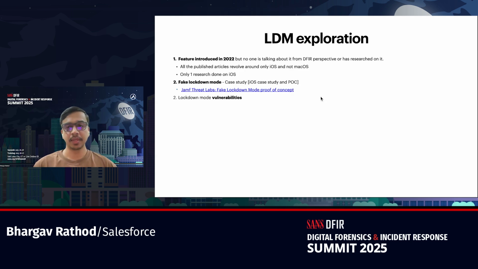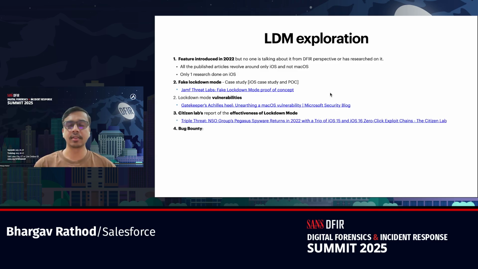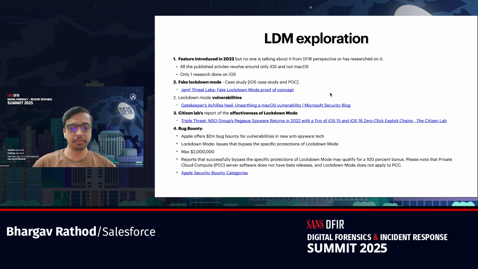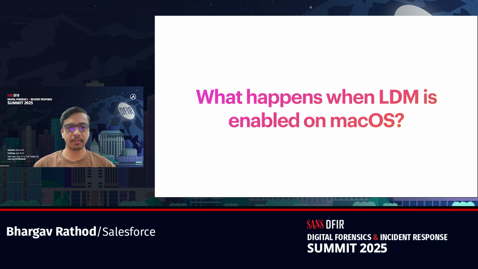Then there was this POC done by Jamf on fake lockdown mode, specifically for iOS, but it gave me very good insight. And I thought, why not implement it on macOS? Then there are some lockdown mode vulnerabilities which were fixed. The most important is the Citizen Lab report, which confirmed that lockdown mode is quite effective on iOS. And this is for the bug bounty enthusiasts: if you find any bugs in the implementation of lockdown mode, you can get a good amount of bug bounty. Those were some reasons for exploring lockdown mode.